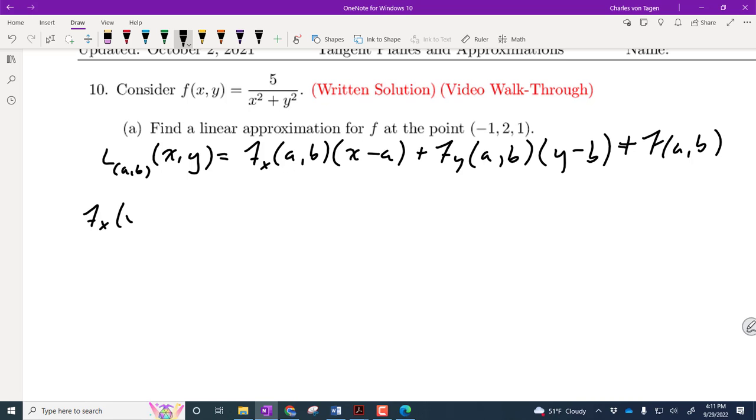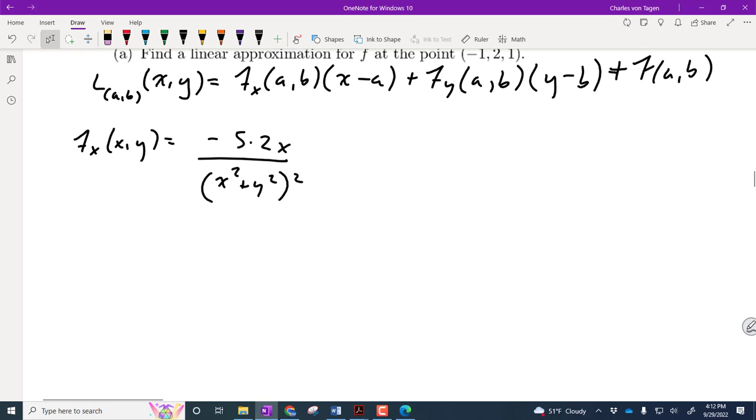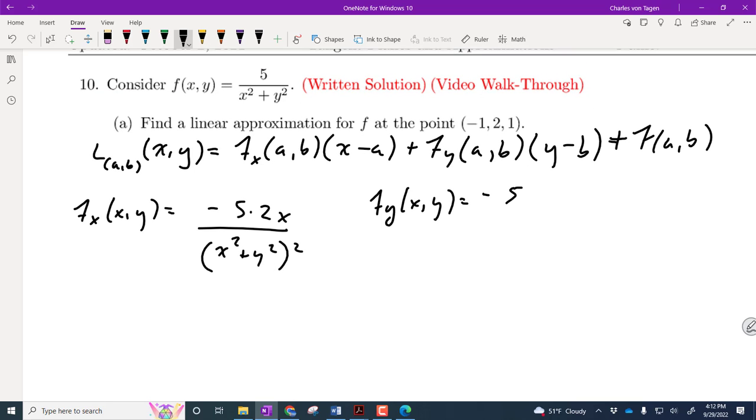So f sub x of (x, y) is equal to, let's do the power rule on this, so minus 5 all over (x squared plus y squared) squared, and then times a 2x by the chain rule. And if we do f sub y of (x, y), we'd have minus 5 times 2y all over (x squared plus y squared) squared.